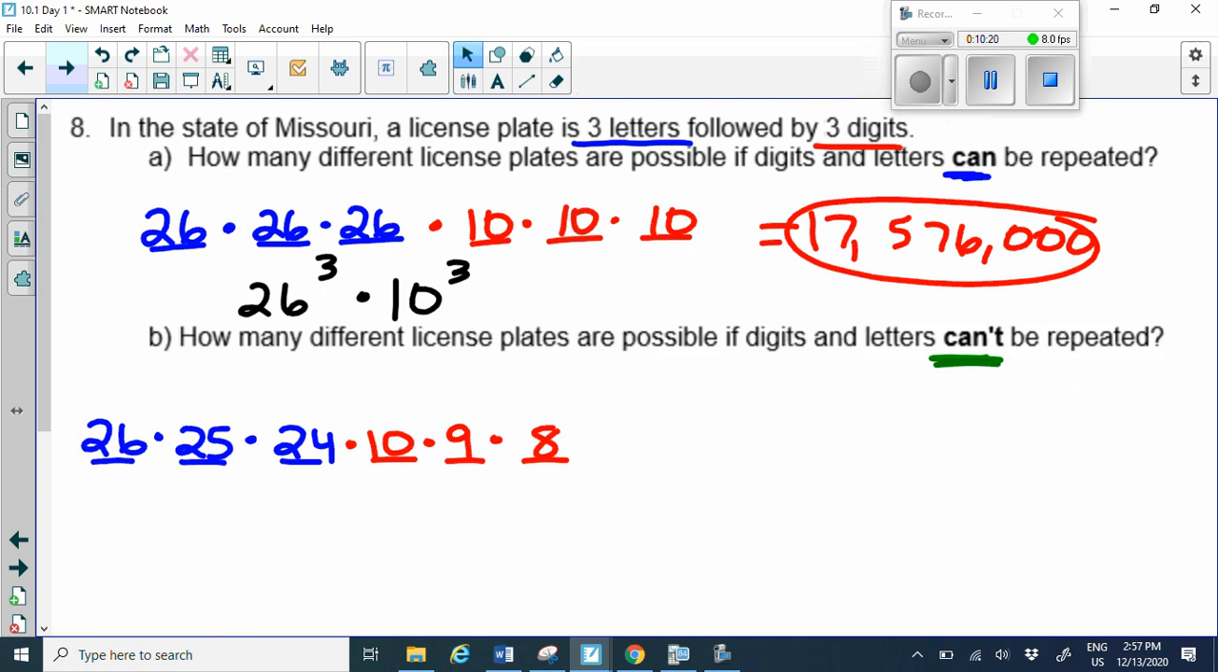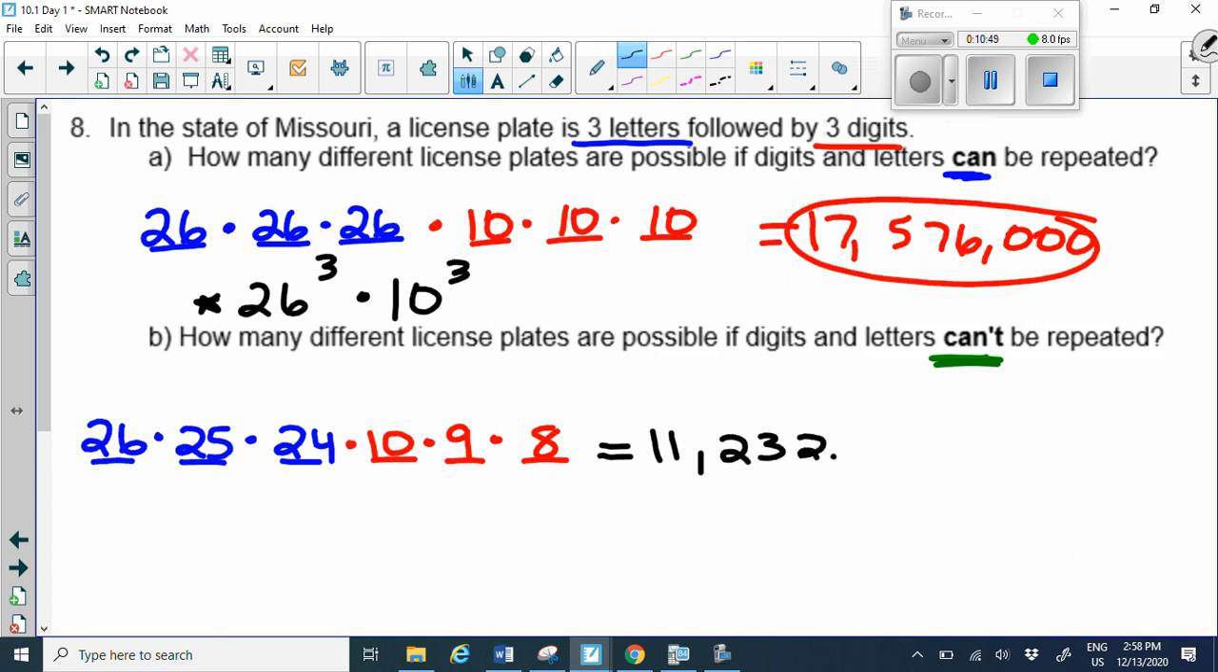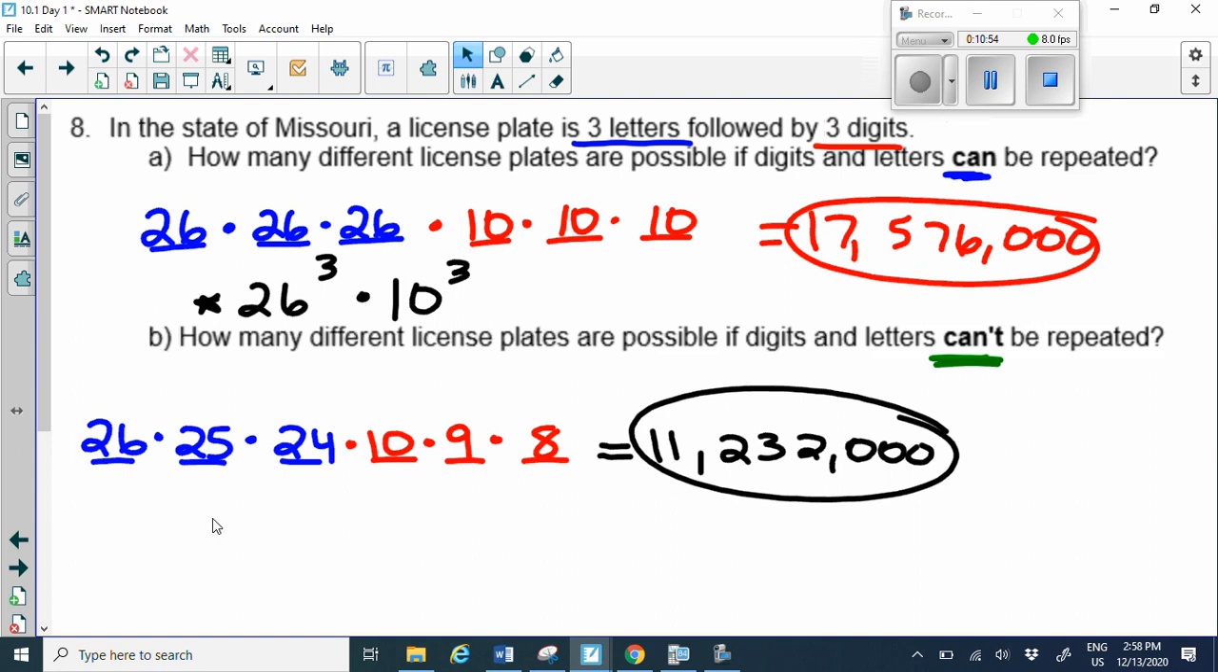Now in this one, we cannot write it like we did in part A, and the reason is that these numbers are not the same. So we can't use exponents to represent our problems. So in your calculator, you're just going to have to do 26 times 25 times 24 times 10 times 9 times 8. And when we plug that into our calculator, we are going to get 11,232,000. Okay? That'll be our final answer.